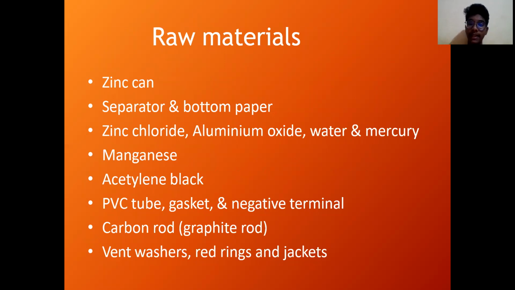red rings, and jackets. So the zinc can is the outer part of the battery, and the inside part contains a carbon rod which acts as an anode and a cathode. And there are the separator and the bottom papers which are used as protectors, and the electrolytic substances which we use inside the battery are zinc chloride, aluminum oxide, water, mercury, etc.